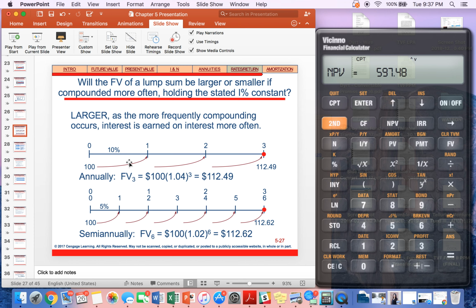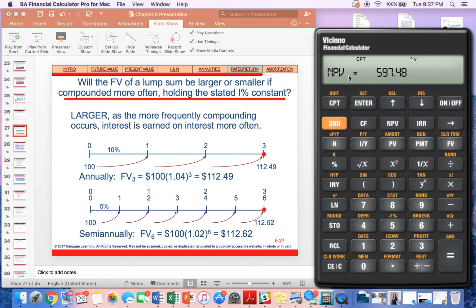So let's go to slide 27. Again, like I said, annuities always get more complicated. They're the most complicated piece in this class. So let's look at something different than an annual period. We've been dealing with an annual period this whole time. Straightforward, super simple. Year 1, year 2, year 3.